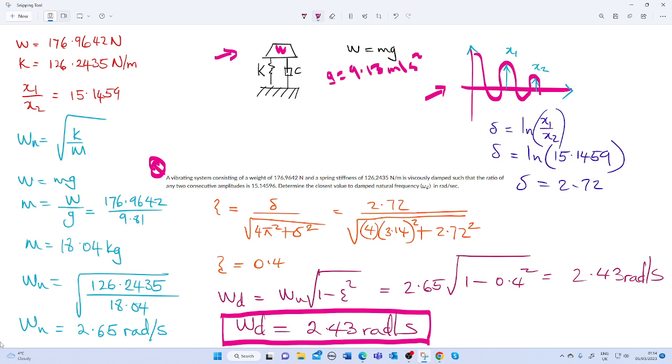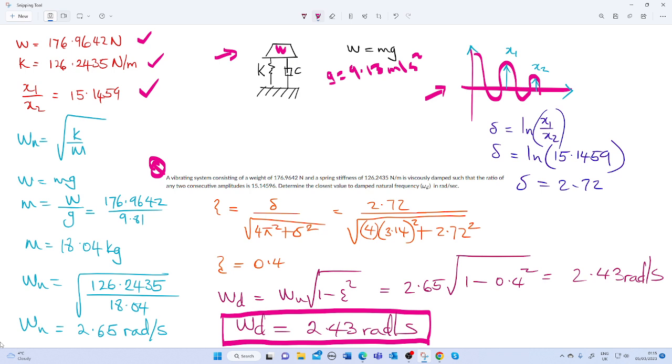Now, by putting out our parameters, we have our weight of 176.9642 Newton given, the spring constant, which is the spring stiffness, is given as 126.2435 Newton per meter, and the ratio of the consecutive amplitudes, 15.145, is given.